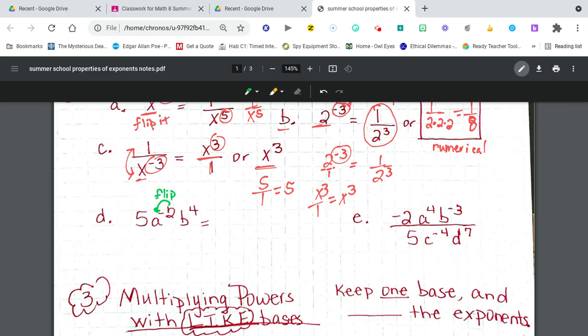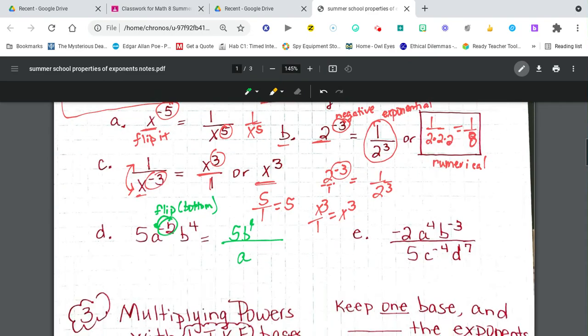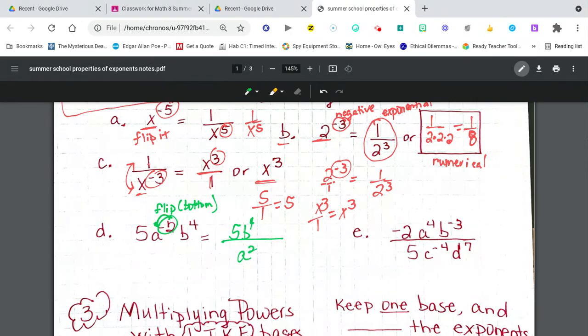Okay, but there is no bottom, so you create your own bottom by drawing a bar. And you're going to keep the 5 and the B to the fourth on the top. But this is going to flip to the bottom. And then once you flip it, negative 2 becomes a positive. The exponent becomes positive once you flip it, okay? And that's all you do. You can't have a negative exponent. So if you see a negative exponent, get rid of it.